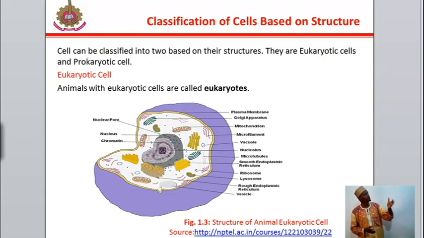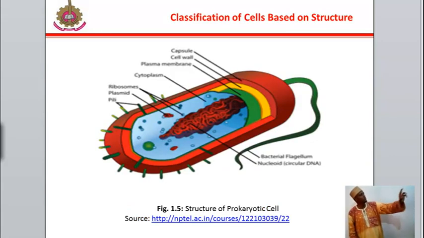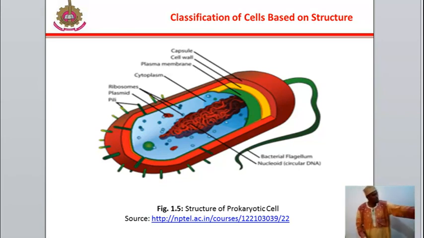The classification of cells based on the structure. The cell can be classified into prokaryotic and eukaryotic cell. In the eukaryotic cell, the major characteristic is that the nucleus is surrounded by a membrane. This is a plant cell, and it also has a nucleus that is surrounded by a membrane. But in this cell, which is a bacterial cell, the nucleus is not surrounded by a membrane. It has what we call nucleoid, which is the region where the genetic materials are concentrated, but it lacks the nuclear membrane. That is the difference between prokaryotic cell and eukaryotic cell.